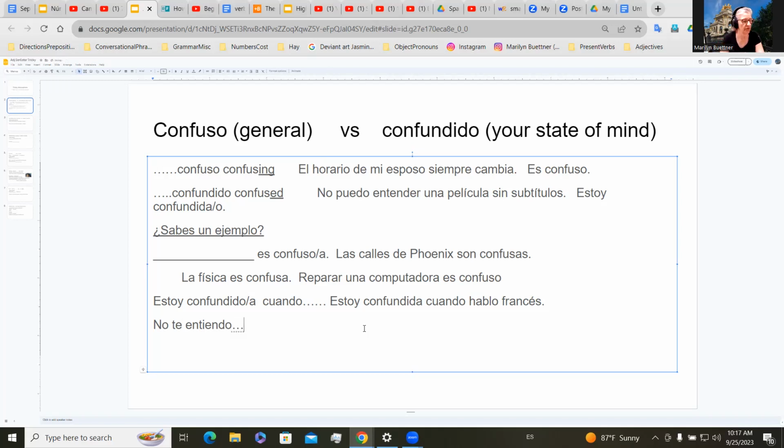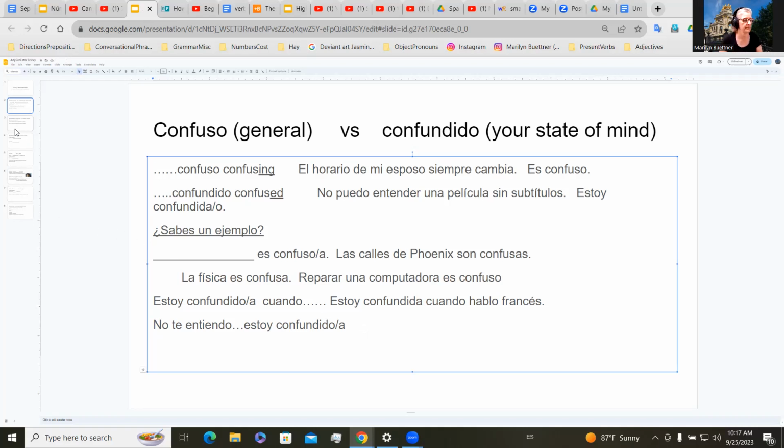No te entiendo. Estoy confundido. O confundida, depende, ¿sí? If you're a man, you would say, estoy confundido. No te entiendo, estoy confundido. ¿Bien? All right. Confundido is how you feel. And for how you feel or where you are, we always use the verb estar.